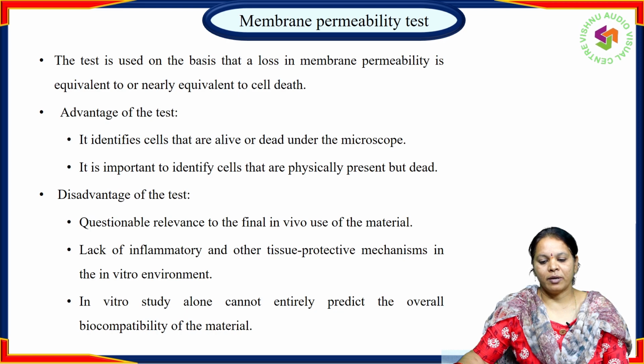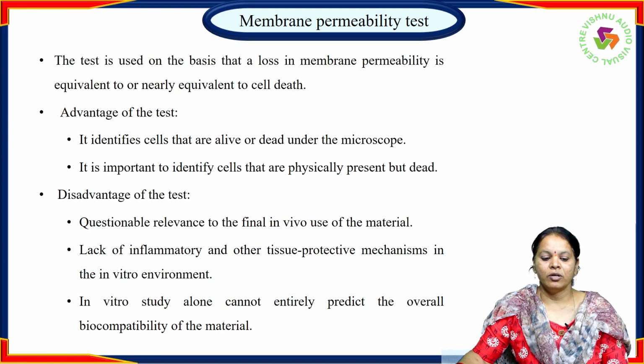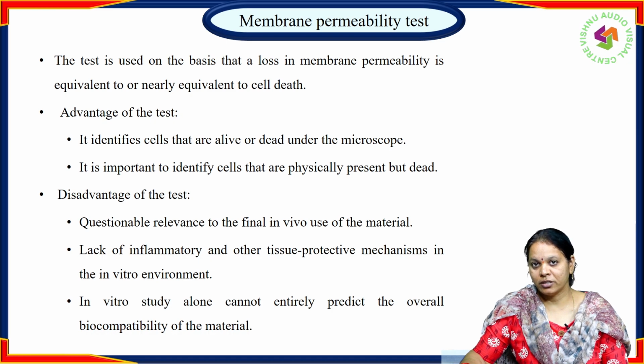And next one is the membrane permeability test. As I told you, the membrane is the one which identifies what is required for the cell and what is not required for the cell. So here the advantages are it identifies cells that are alive and dead under the microscope, and it is important to identify the cells that are physically present but dead. So after the implantation, when the material tries to interact with the cells, whether it is causing any autolysis or not, meaning is it killing the cell or not.